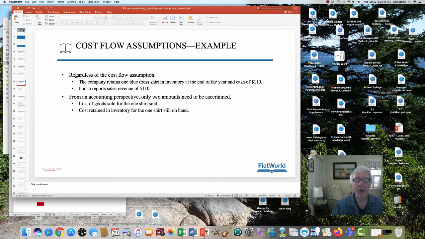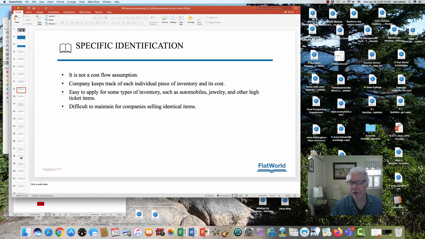So I know I sold a shirt and I know I still have a shirt. Which is which? Okay. The first choice is called specific identification. That means I'm not going to make a cost flow assumption. I'm going to keep track of which shirt is which. And if I sell the one that I bought for $50, that's my cost. If I sell the one that I bought for $70, that's the cost.